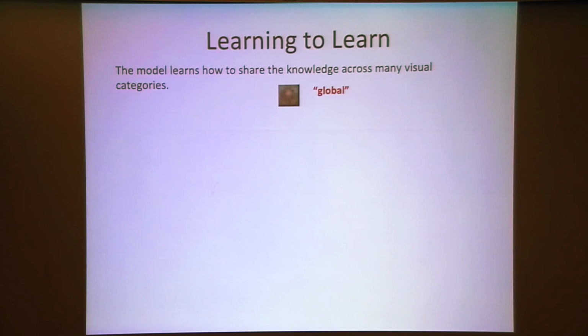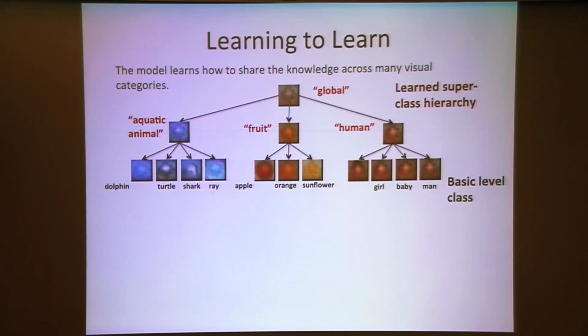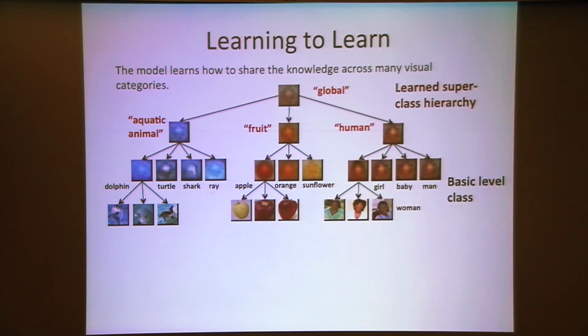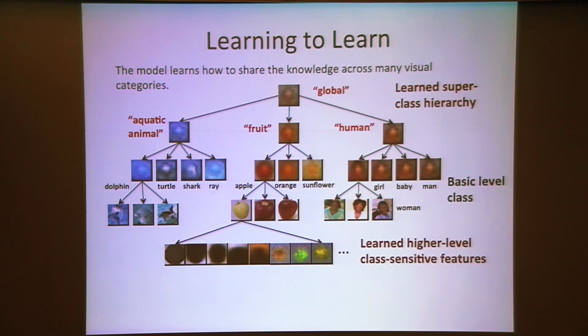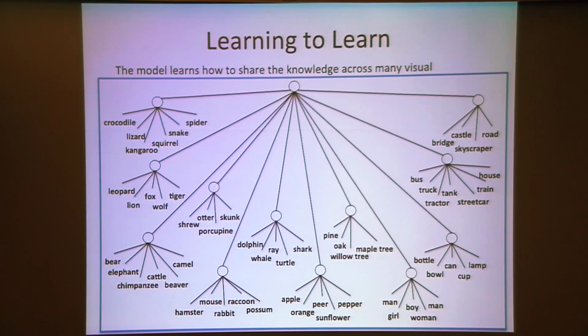And this is the type of hierarchy. It's just a visualization of the hierarchy that the model is learning. You have aquatic animals, fruits, humans. This is just part of the hierarchy, and this is learned. You have high-level features, such as an apple being represented by these high-level features. And you also have low-level, generic features that you learn from millions of unlabeled images, right? So most of the representation here is actually learned from the data. And this is the type of hierarchy that the model is able to discover.